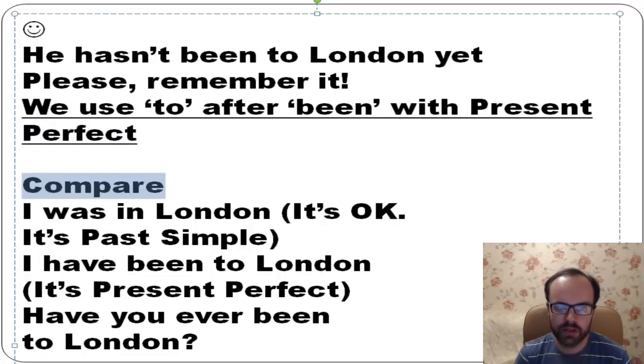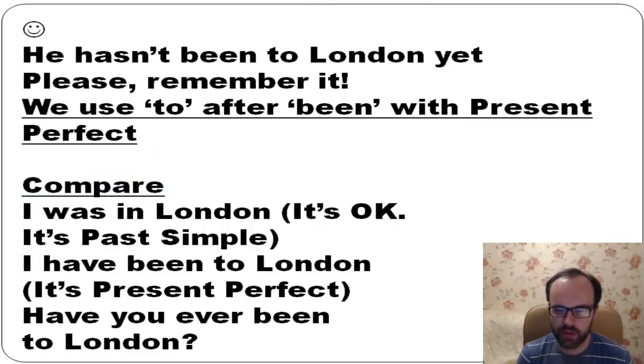Compare. I was in London, so it's okay. It's past simple. I have been to London. It's present perfect. Have you ever been to London?